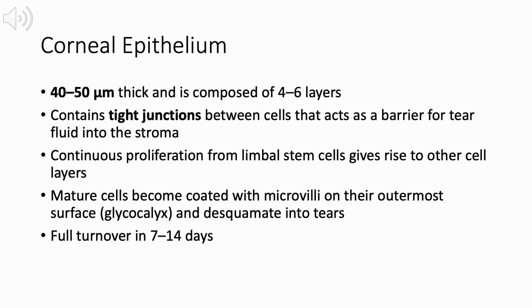The corneal epithelium is 40 to 50 microns thick and is composed of 4 to 6 layers. It contains tight junctions between cells that act as a barrier for tear fluid entering into the stroma. Continuous proliferation from limbal stem cells gives rise to other cell layers, which differentiate from deeper cells into superficial cells. As the maturation process occurs, mature cells become coated with microvilli on their outermost surface, which forms the glycocalyx, and finally desquamate into tears. This process of cellular turnover occurs in 7 to 14 days.